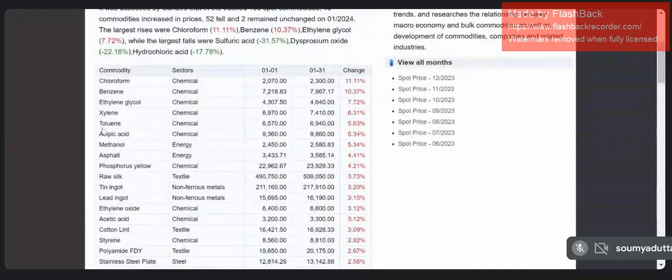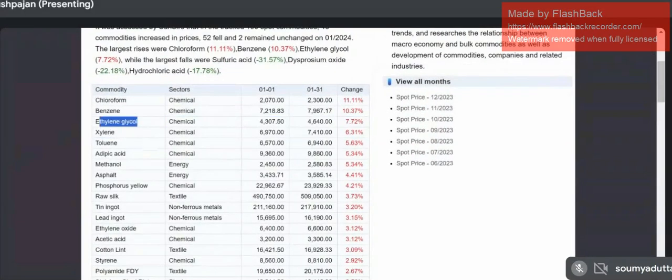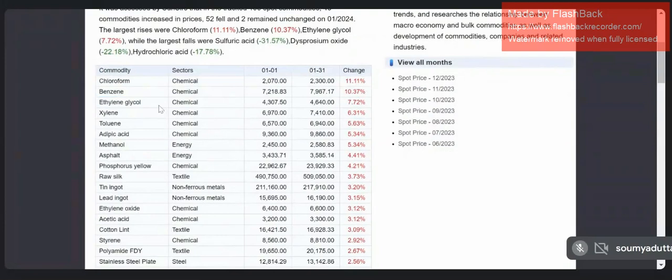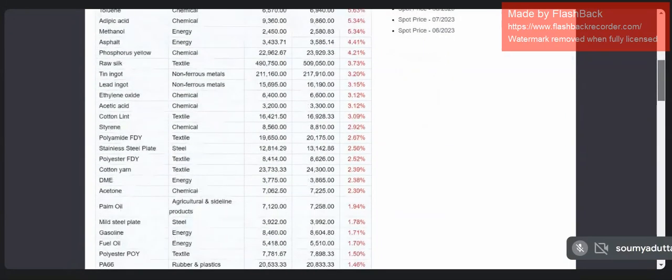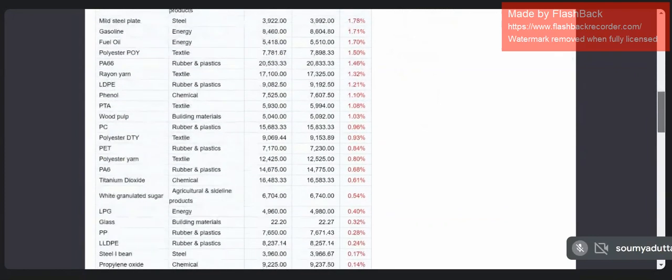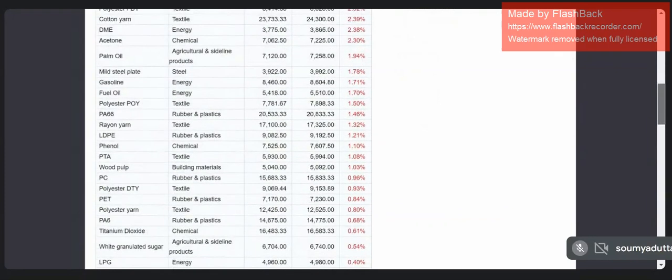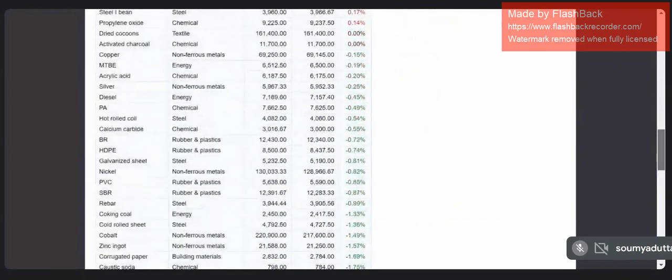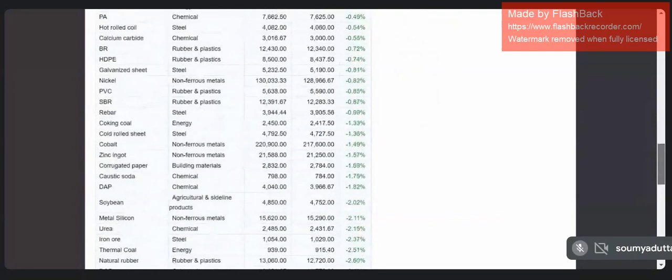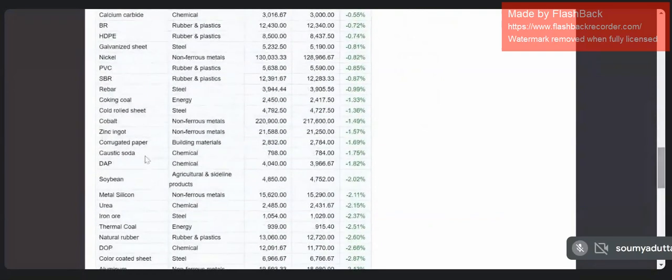You can just search for the Excel sheet and you will get it. See, chemicals: there are a lot of chemicals. Ethylene glycol is produced by India Glycols, so when it goes up, it is good for that company. Whenever palm oil is going up, it is good for the companies that depend on it. Yes, the 12th of December 2023, you shared that file. Fine. So when caustic soda is going up, it is good for Gujarat Alkali.